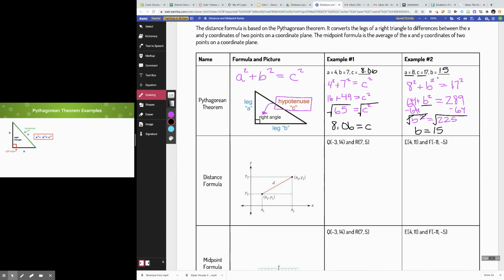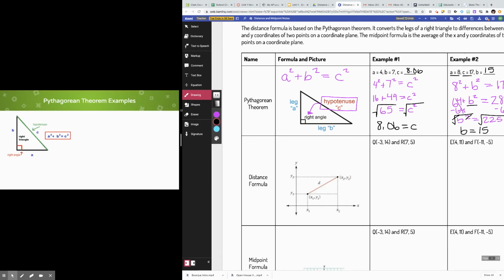So this combination of numbers up here at the top, 8, 15, and 17, that's an example of something called a Pythagorean triple, which is a very fancy word for 3 numbers that are whole numbers, that when you put them into the Pythagorean theorem, they work out. All right. Okay, so those are your Pythagorean theorem examples.